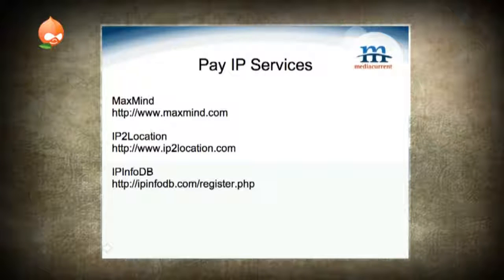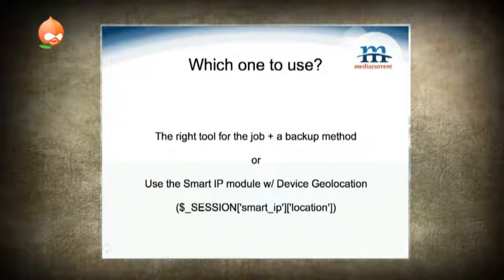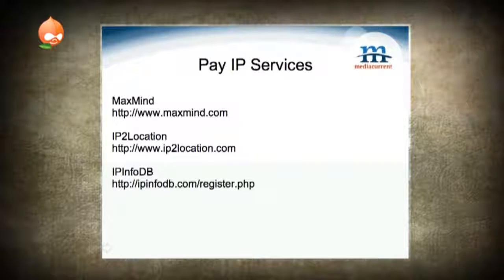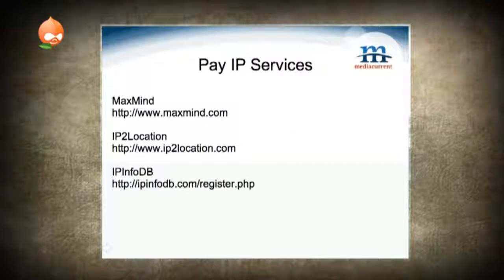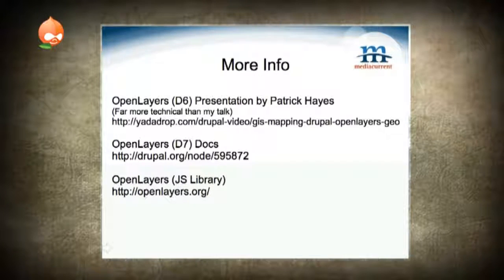IP2Location is a cheaper one out there that you can buy, a database, and they do offer both a service and the download. And the Smart IP module does actually use the IP location service. So you're pretty much getting that database with info, or IPInfoDB. That's one that Smart IP uses. So you have pay and free, pay and free. Right and wrong. That's a $1 million statement there.